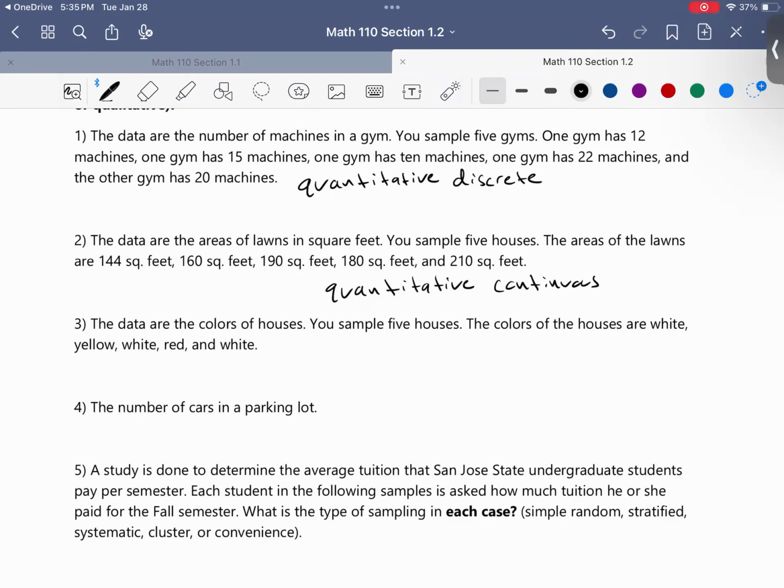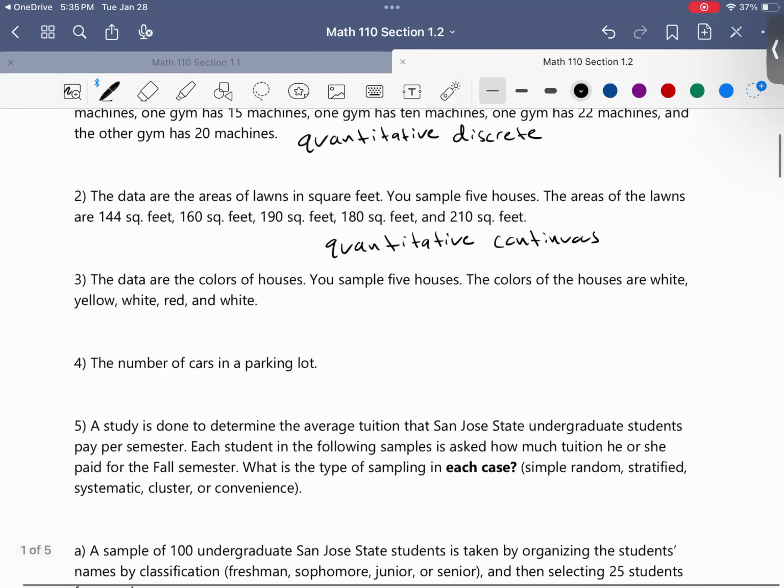Number three: the data are the colors of houses. You sample five houses. The colors of the houses are white, yellow, red, white, and white. There are no numbers involved, and what we're really checking is just the category of color. So this would be qualitative.